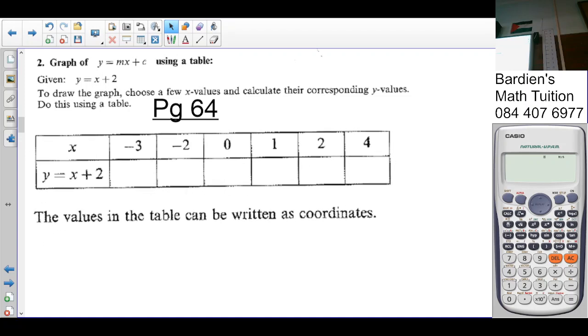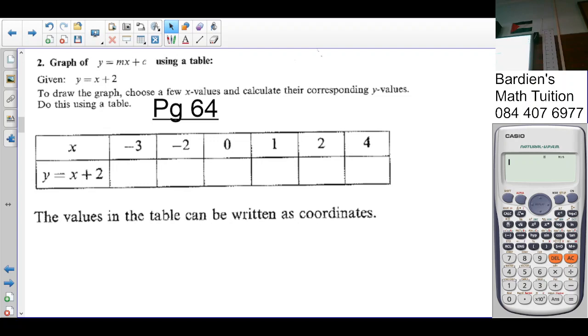So here's the table. They have chosen values for us. The values they have chosen are negative 3, negative 2, 0, 1, 2, and 4. So the first thing is we have to complete the table by calculating the corresponding y values. How do we do that?